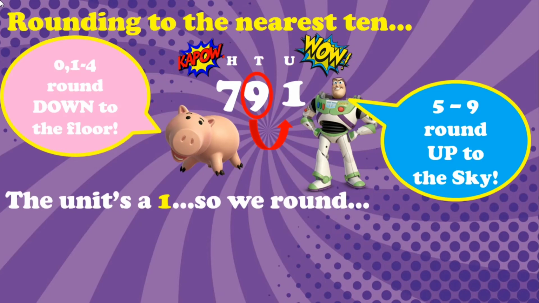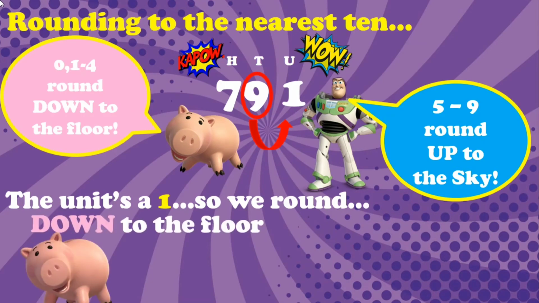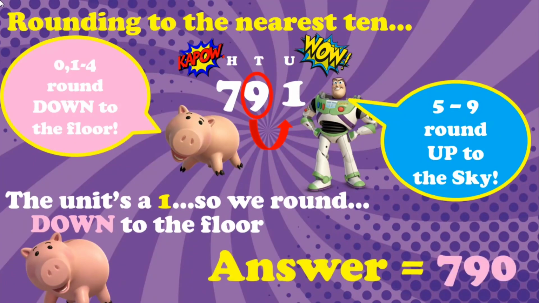So what do we do? Round down to the floor or round up to the sky? You should have said round down to the floor. So remember, the answer has to be in tens. So the answer should be 790.